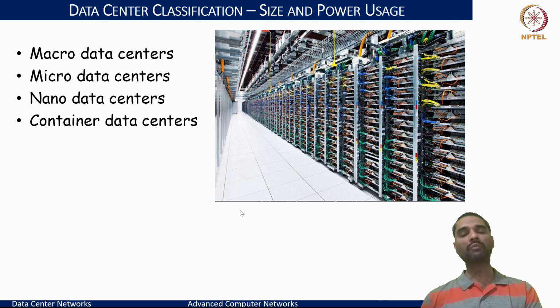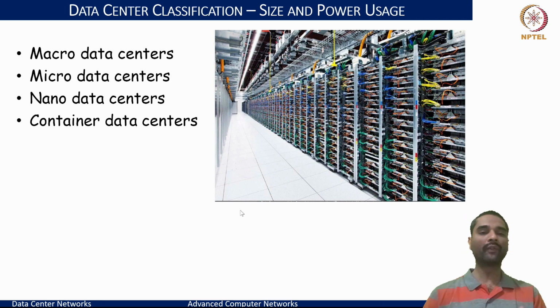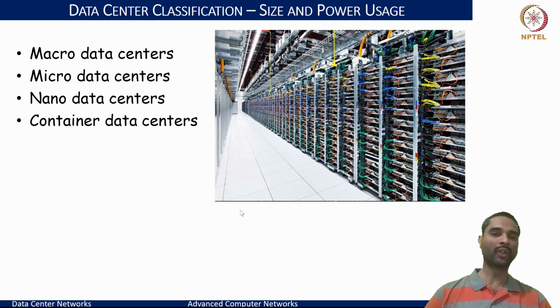One of the most commonly used classifications is based on the size and power usage requirements of the nodes that are hosted. Accordingly, we classify them as macro data centers, micro data centers, and containerized data centers. And we'll also speak about nano data centers, which are atypical data centers to think of, but were developed to ensure that we can have a sustainable data center ecosystem in a distributed world.